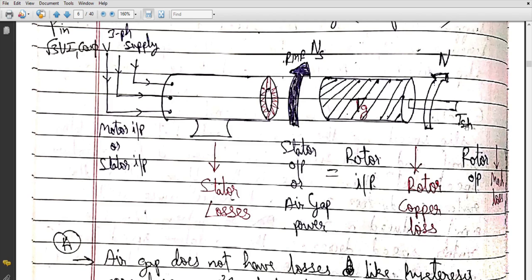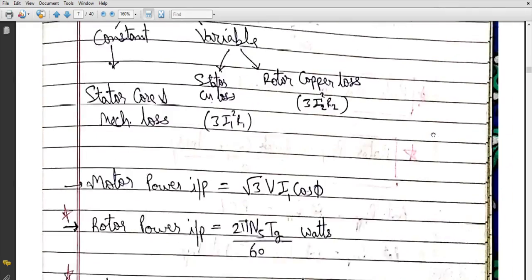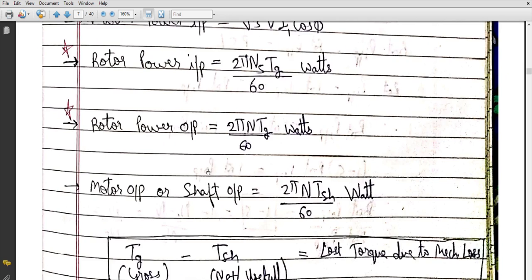Now when you need to calculate the shaft power available at the shaft, you will take the shaft torque, and the speed will be this. Why? Because the speed of the shaft and rotor are one and the same, since the rotor is directly attached to the shaft. So the shaft is also rotating at the speed of the rotor. So when you calculate the motor output or shaft output, you take the shaft torque and the speed of the rotor, which is also the speed of the shaft.